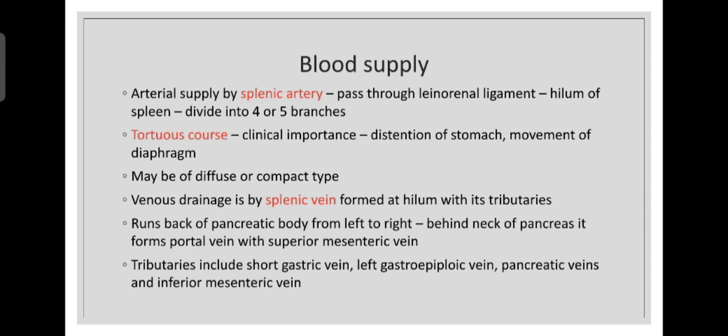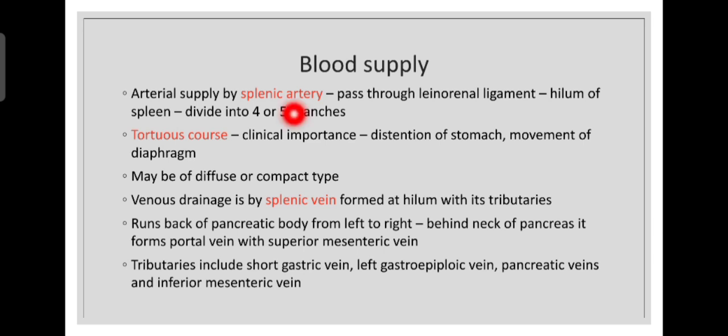Next we move on to the blood supply. Always remember that when they ask to write about blood supply, you should write about both the arterial supply and venous drainage. Because always we commit the mistake that when they ask blood supply, we write only about the arterial supply and forget the venous drainage. This will lose the marks. So now we are going to discuss the splenic artery and splenic vein.